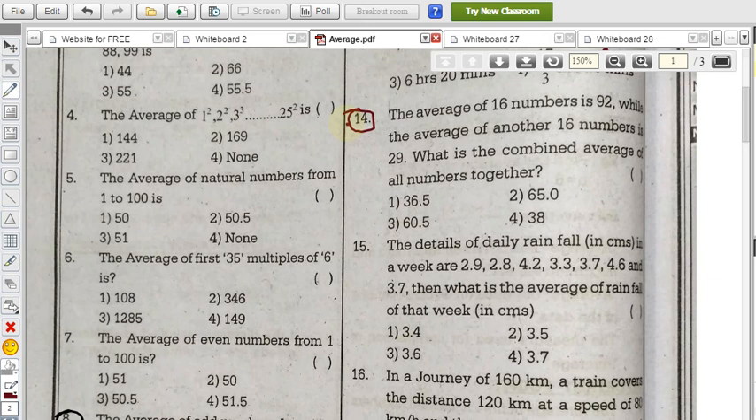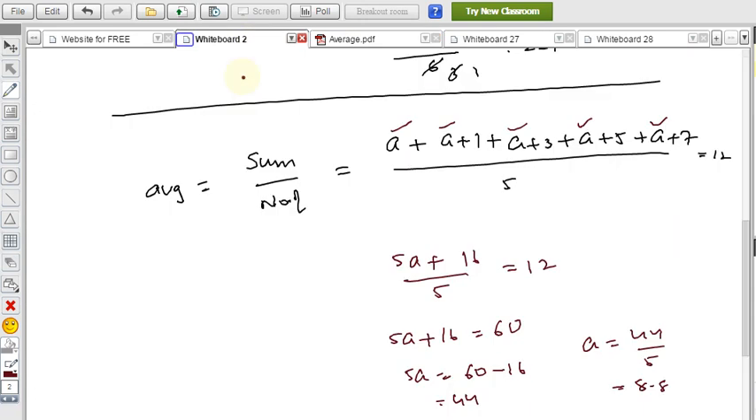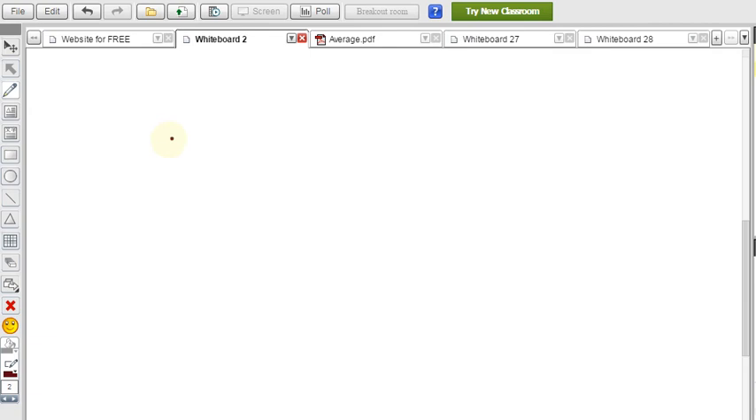Now the next question is a combination question. The average of 16 numbers is 92 while the average of another 16 numbers is 29. What is the combined average? So the combined average formula is N1 X1 plus N2 X2 by N1 plus N2. That means 16 is N1, 92 is X1, and for another 16, N2, the average is X2. Now I'll take the whiteboard and apply the formula: N1 into X1 plus N2 into X2 by N1 plus N2.